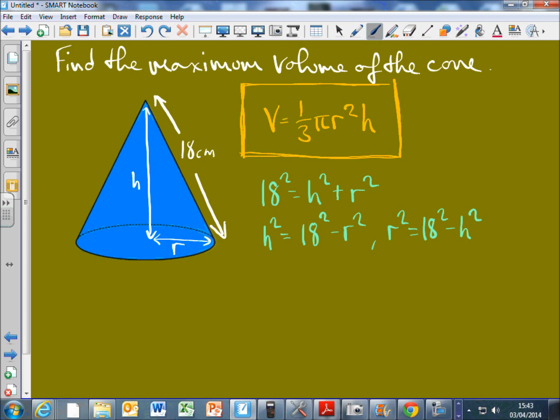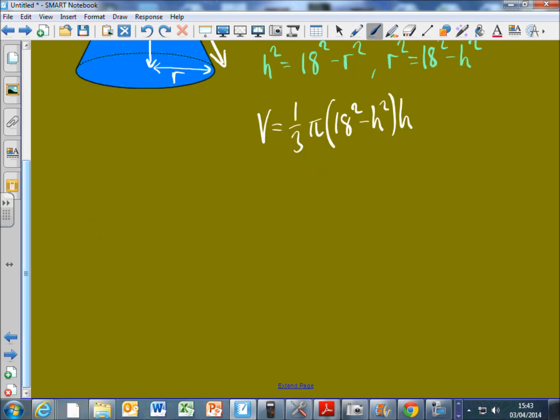Now, if I use the r squared and swap that instead, there's an r squared in the formula, so it's just a direct swap. Can you see that? Okay, so I'm going to write out my equation for volume again, but where there's an r squared, I'm going to write 18 squared take away h squared. So I get 1/3 pi times 18 squared minus h squared times h. Okay? And then I'll just multiply this out. So I've got v equals 1/3 pi. What's 18 squared, do we know?